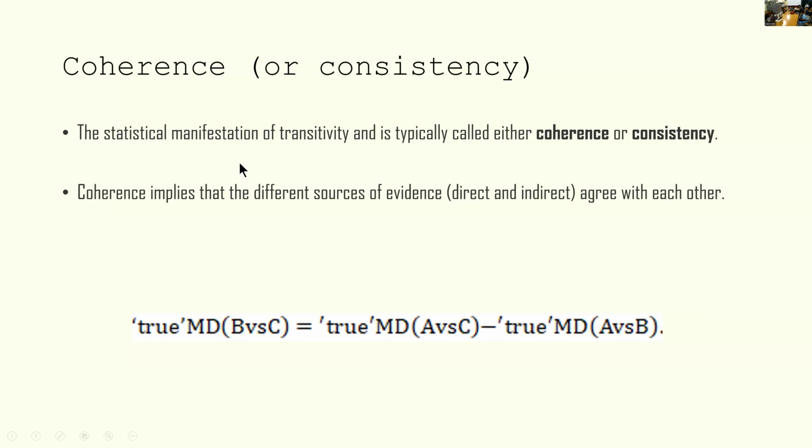Okay, so next is coherence. This is basically a statistical manifestation of transitivity. What does it mean? It just means that your direct evidence as well as your indirect evidence should be the same.